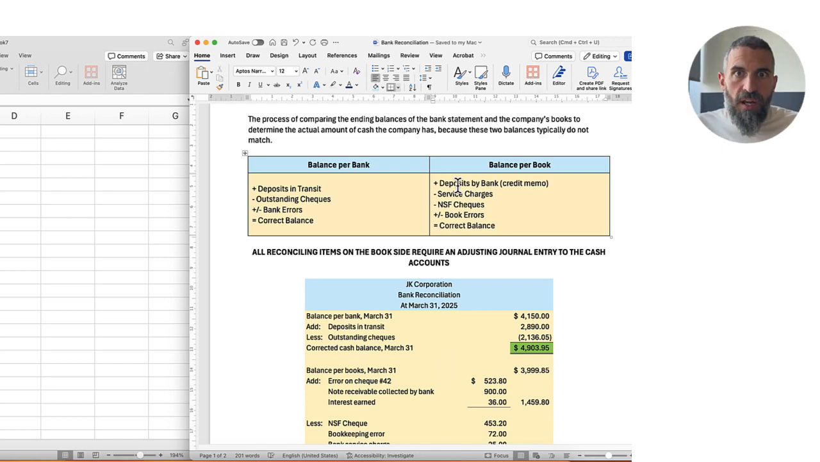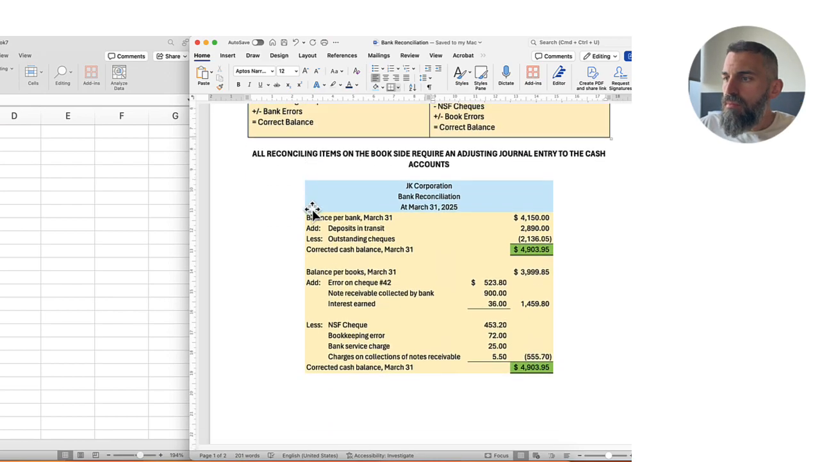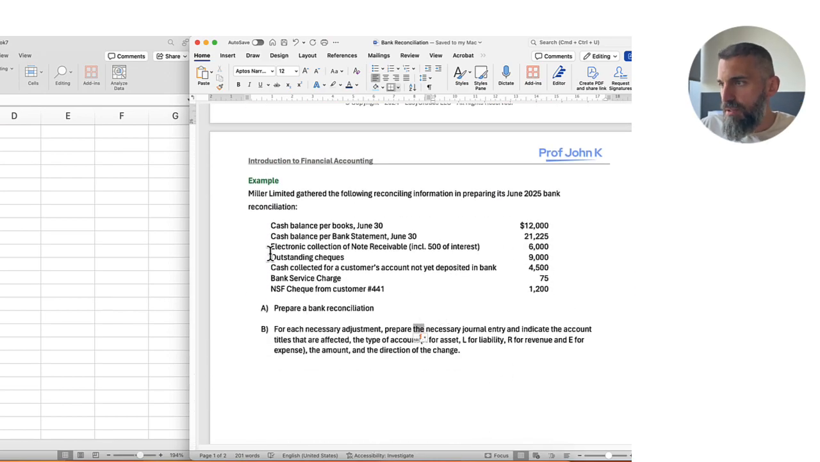And then any book errors. Again, if we made any errors while bookkeeping, maybe an error while writing a journal entry or something like that, that would also have to be adjusted. So we're going to work on this exercise right here.